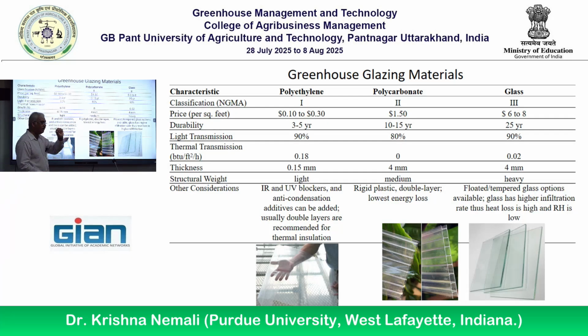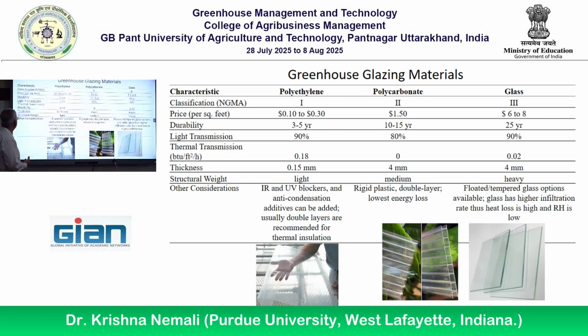Now I am also giving you some thickness of the material. Polyethylene is the thinnest of all, and the glass and polycarbonate are about 4 mm thick. Okay. Structural weight, if you are using polyethylene, you want to just go for a light greenhouse structure, medium for polycarbonate, and a pretty heavy structure for glass, simply because glass is heavy.